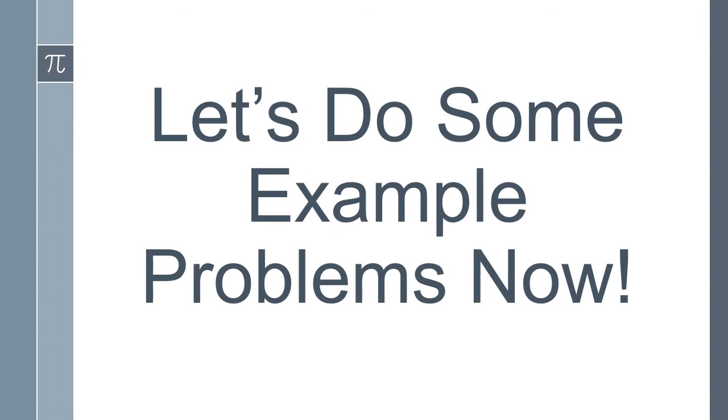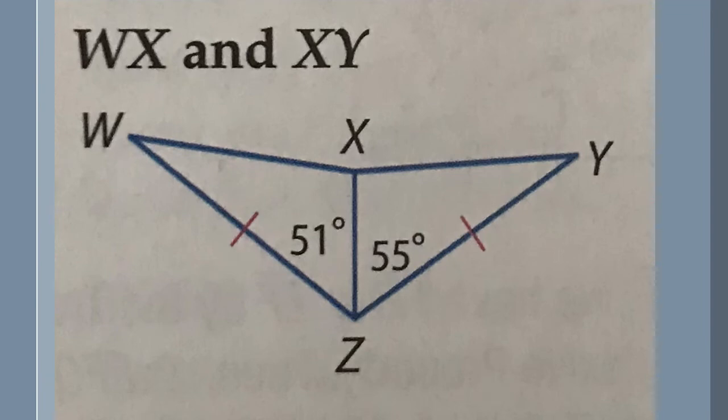So let's do some example problems now. We want to find the relationship between WX and XY. Well, we can look and say, this is 51, so this is a smaller measurement, and this is the larger measurement. So just draw your little arrow here, and I see that the smaller goes to the smaller, and the larger goes to the larger.